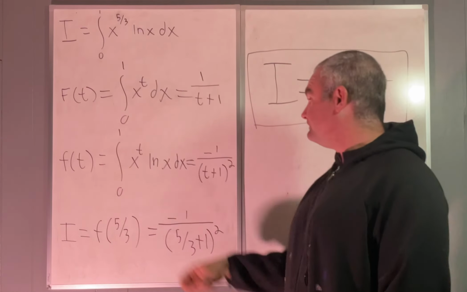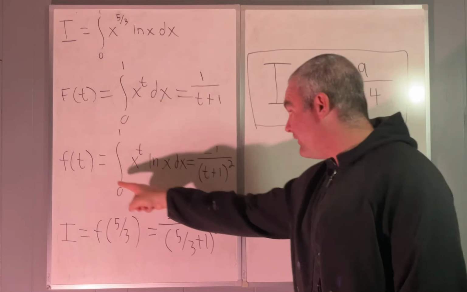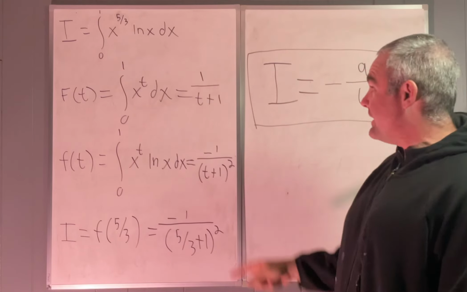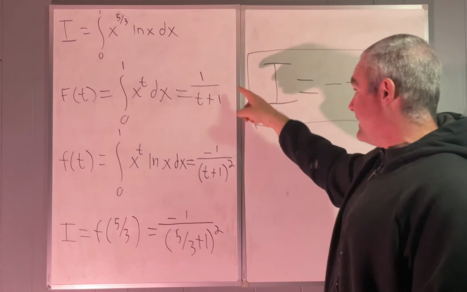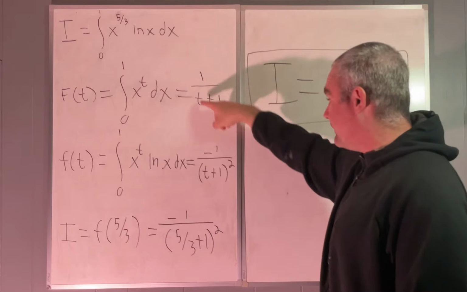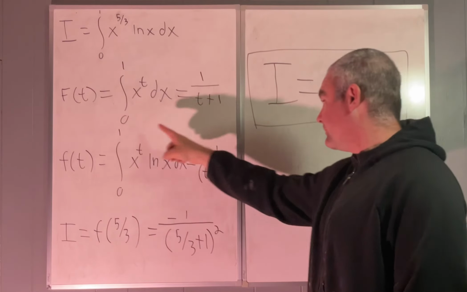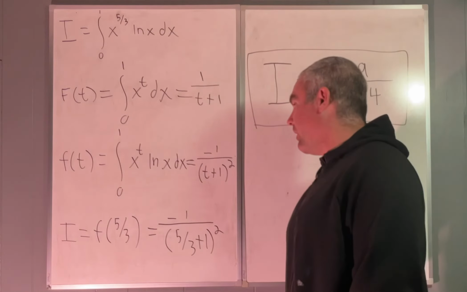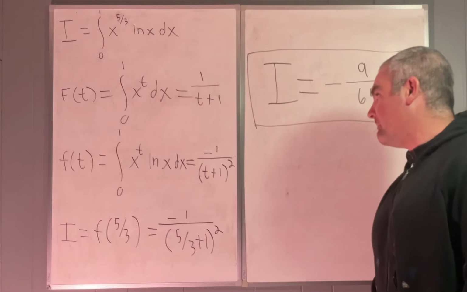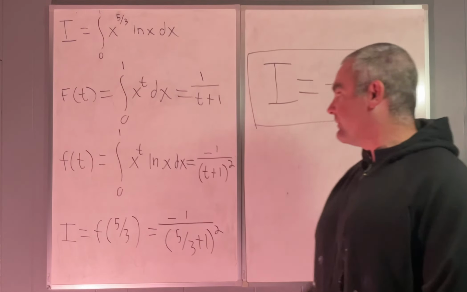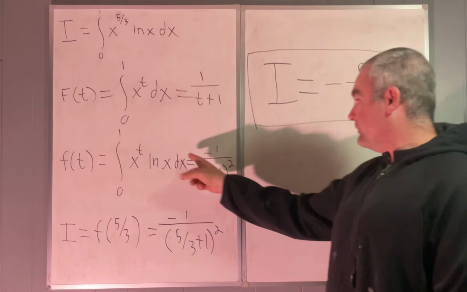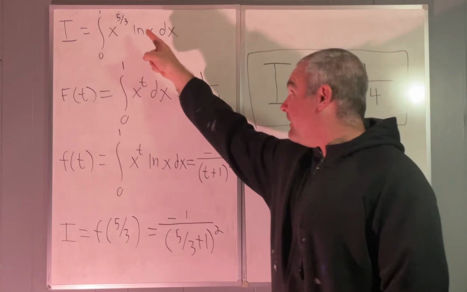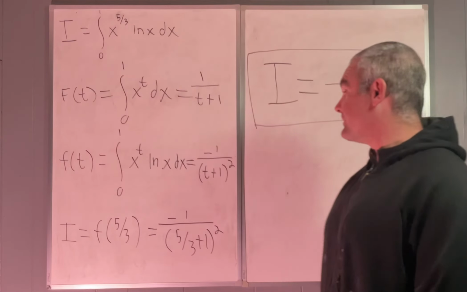So now, if we want to find what this is equal to, we know that it's equal to the derivative of this, so all we need to do is take a derivative of this to find what this is equal to. And we find that it's equal to -1 over (t plus 1) all squared. So there we have an expression for f of t, and you notice, like I said before, that it looks almost the same as this, except we have a t there instead of a 5/3.